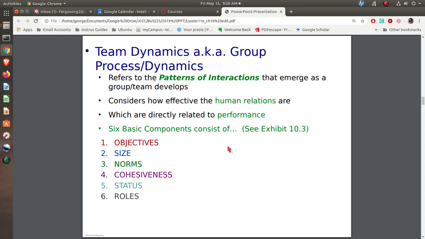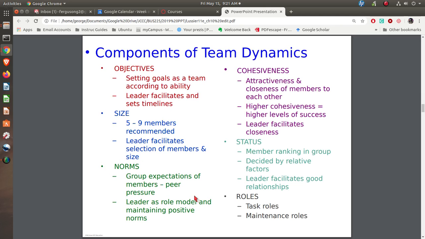And when you start talking about dynamics, there's 6 components that impact it. You have objectives, size of the team, the norms that are set, the cohesiveness between the members, status of the members, and then also what kind of roles are they playing within the team. Objectives are what is it that's actually being set up as far as what the team is to accomplish. Do they have clear objectives?